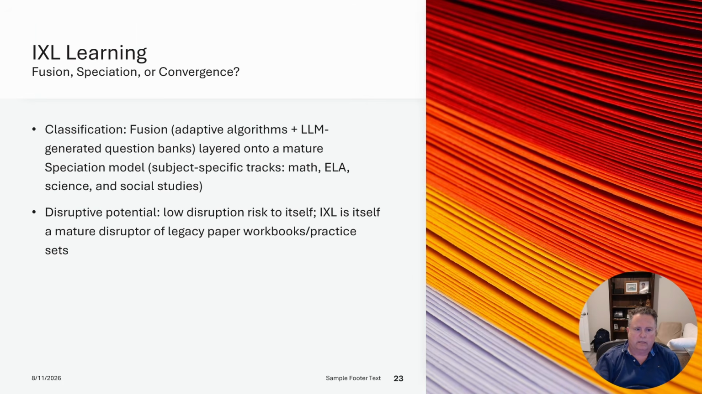Now with IXL Learning, is this fusion, speciation, or convergence? We feel it's largely fusion. You have adaptive algorithms with large language model generated question banks layered onto a mature speciation model, which is subject-specific tracks: math, English language arts, science, and social studies. Its disruptive potential is a low disruption risk to itself. IXL is itself a mature disruptor of the legacy paper, workbooks, and practice sets of the past, which are still currently used at some points in time.